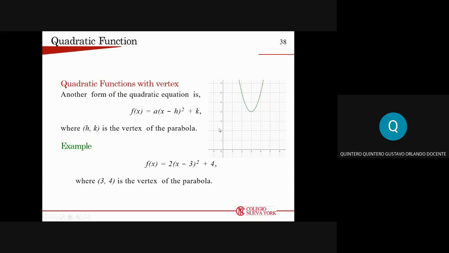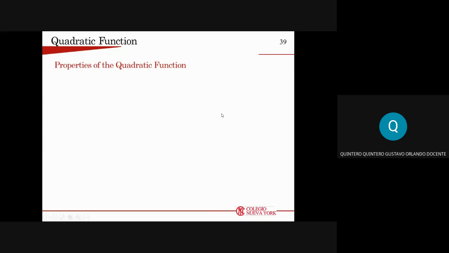Here, I did a drawing of the function 2 times (x minus 3) all squared, plus 4. This is the drawing, and you can see the parabola has a vertex in this point, 3, 4. Just like we found, 3, 4. All right. Pretty cool, huh? Beautiful. Let's continue with some properties of the quadratic function.